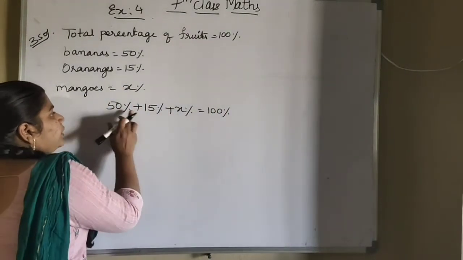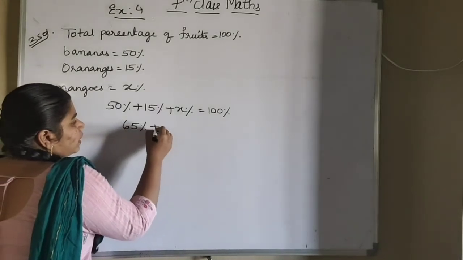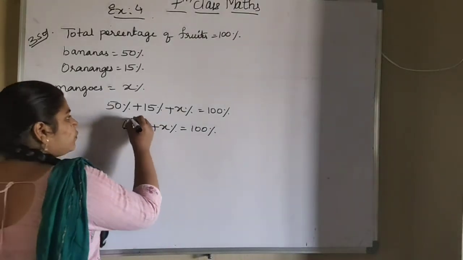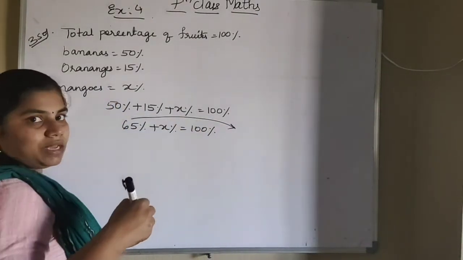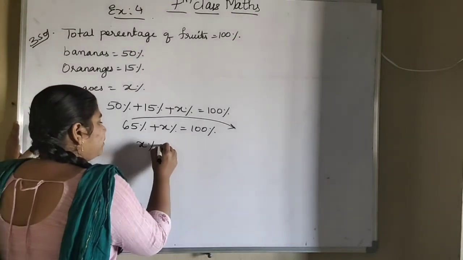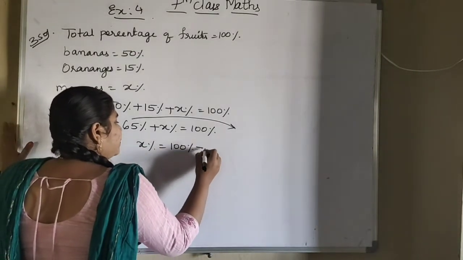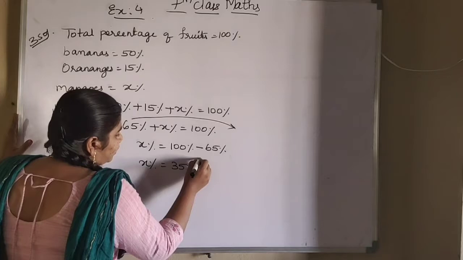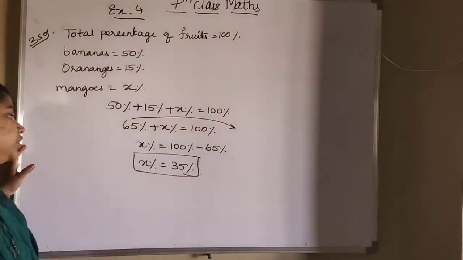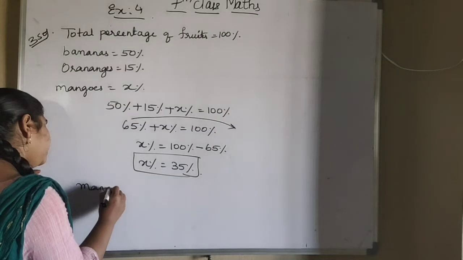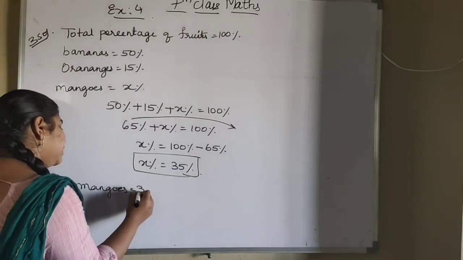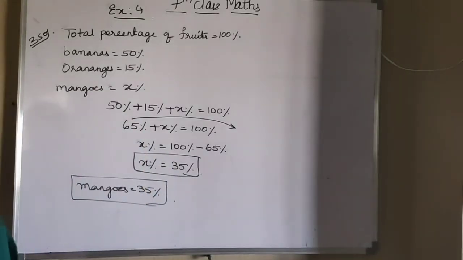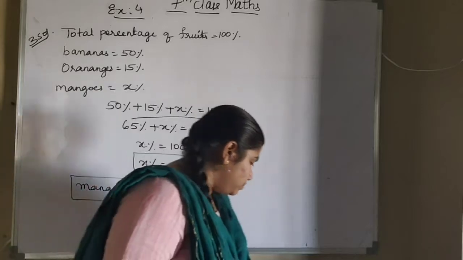Now add this. 50 plus 15 is 65%. Plus X% will be equal to 100%. This plus 65 I am transposing to the other side, that will be converted into minus. So X% is equal to 100% minus 65%. So X% will be equal to how much? 35%. That means what is the percentage of mangoes there? Mangoes is equal to 35%. So this is our third solution. Now in this order we have the fourth one.